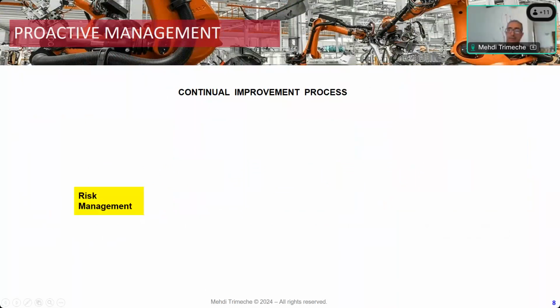The new version of ISO standards introduced the concept of risk management. So instead of waiting for problems to react, we act in a proactive manner, and we start with risk analysis to identify potential risks and take actions to mitigate them.